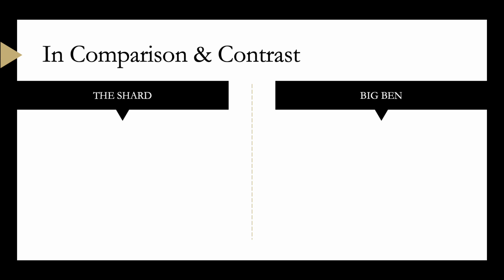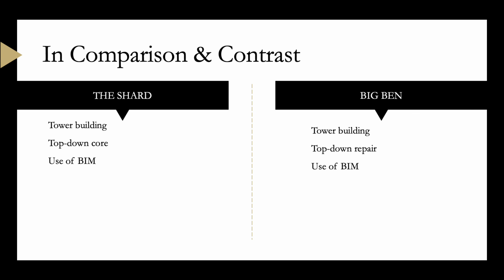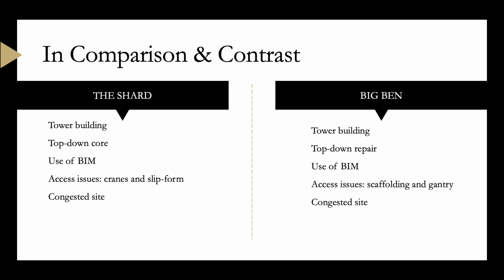There are a few further aspects of the two tower projects that can be compared and contrasted. They're both tower buildings. The Shard had a top-down core and Big Ben underwent a top-down repair. They both used BIM and they both had significant access issues. Cranes in a slip form were used for the Shard, scaffolding and a gantry for Big Ben. Both on a congested site and both iconic buildings.